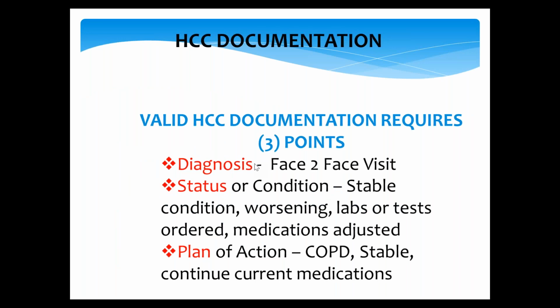Documentation, critical. You have to have 3 different points. Diagnosis has to be face-to-face. Status, you have to say what the status is, stable condition, worsening labs or test order, and then a plan of action, COPD stable, continue current medicine. So those 3 points have to be in the diagnosis to have the diagnosis count towards a RAF and be able to put it on the super bill.